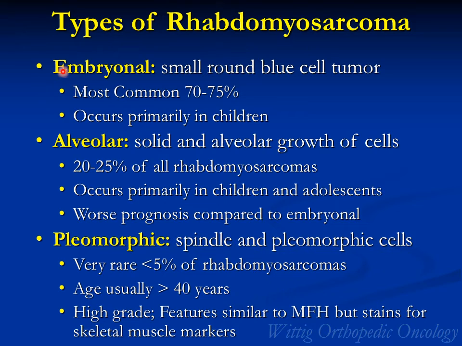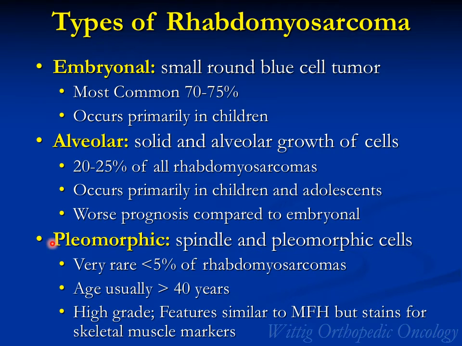These are the different types of rhabdomyosarcomas: embryonal, alveolar, and pleomorphic. Embryonal is a small round blue cell tumor. It's the most common form, representing 70 to 75% of rhabdomyosarcomas. It occurs primarily in children. Alveolar demonstrates a solid and alveolar growth of cells. It represents 20 to 25% of all rhabdomyosarcomas, and it occurs primarily in children and adolescents. It has a worse prognosis than embryonal.